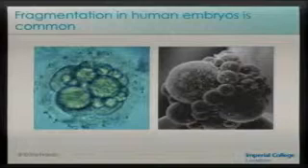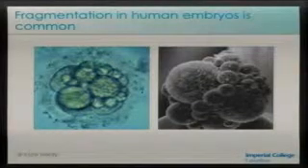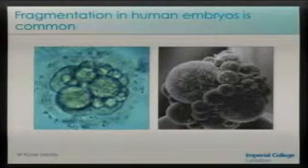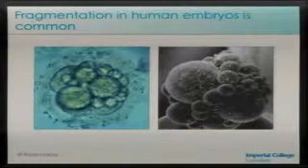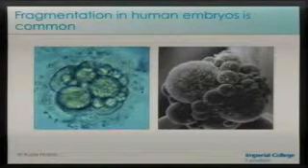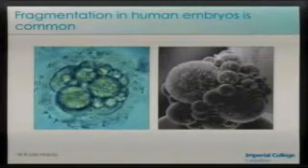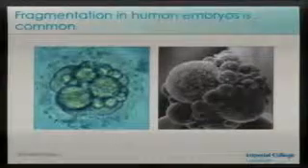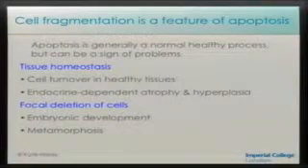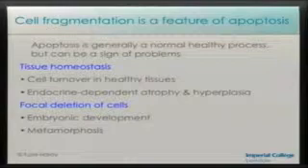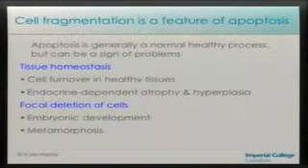So during this time, we'd been noticing also that another feature of embryos is that the cells fragment. This is a very common feature, you get these little fragments. And a feature of apoptosis, or cell death, is fragmentation. So we thought, they're undergoing apoptosis. Now, apoptosis is generally a normal, healthy process.